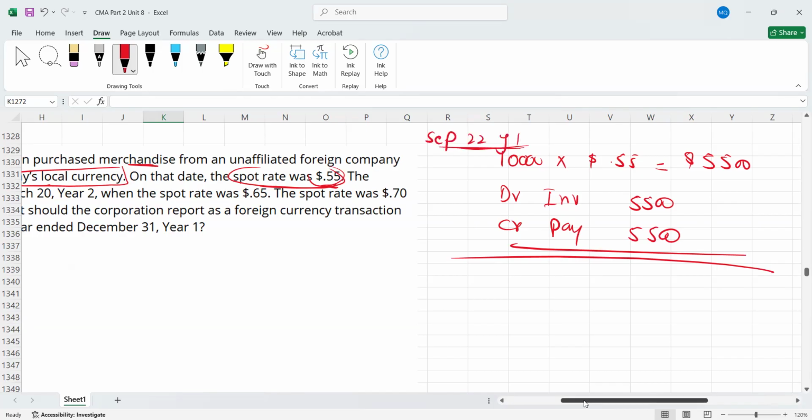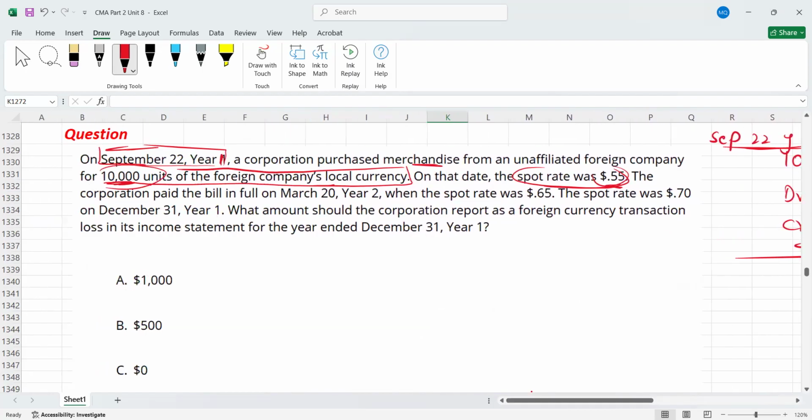Now what we will go through next. They're saying that the corporation paid the bill, like this transaction is going to be settled in full on March 20 year 2. So we initiated the transaction on September 22 year 1, but it is going to be settled on March 20 year 2. It means in between these two dates there should be a year end also, which is 31st December.